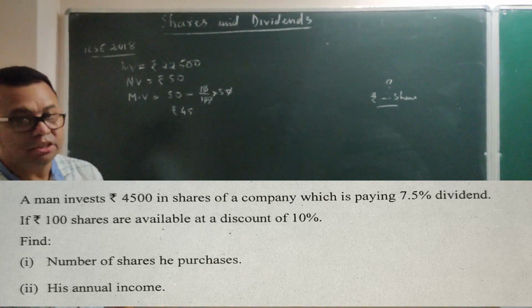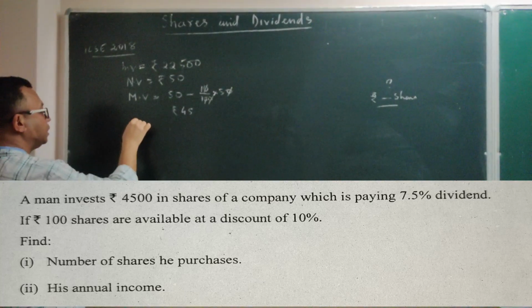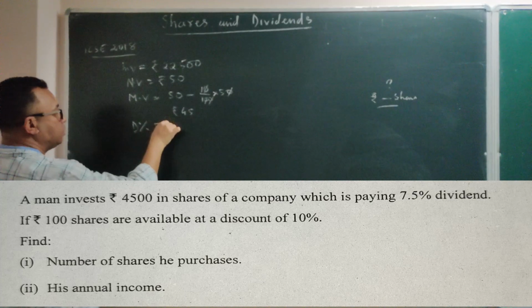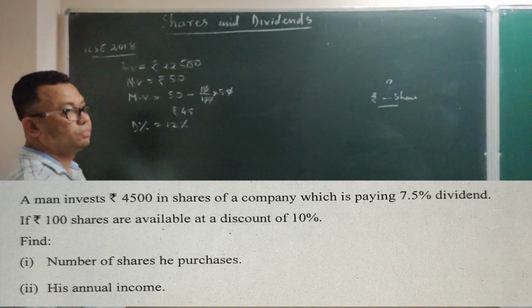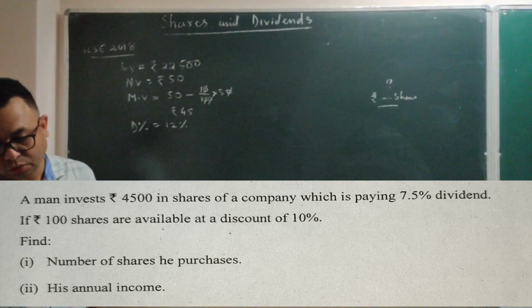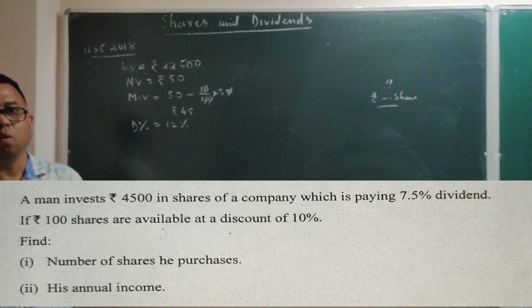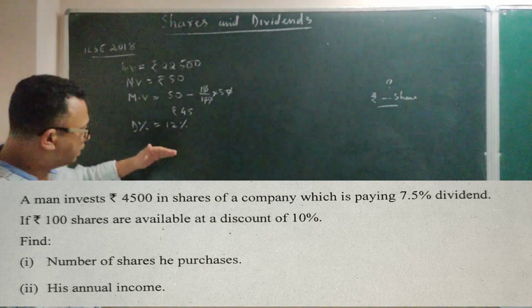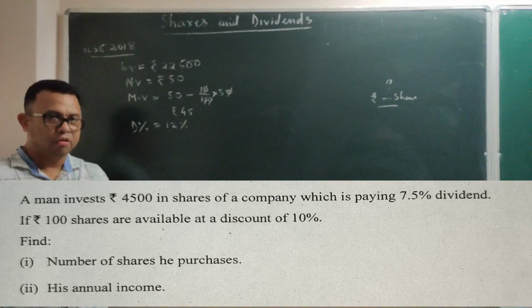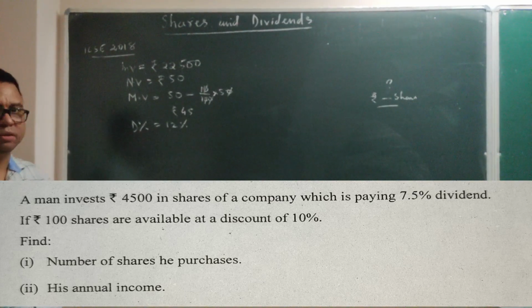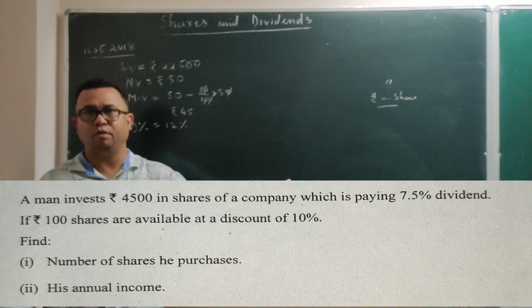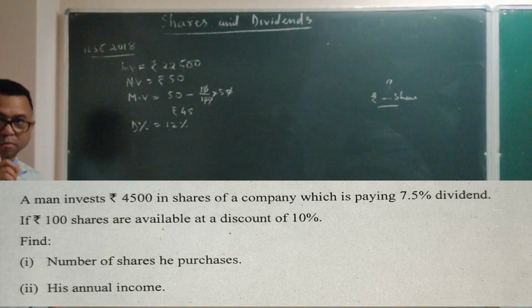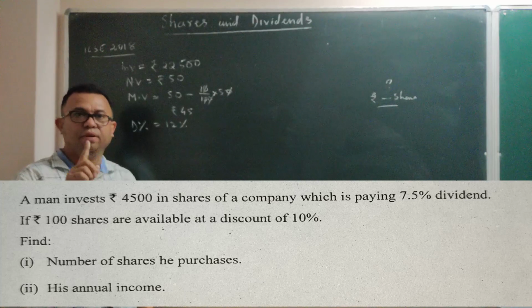Then the company is paying 12%, so dividend percent, not discount percent, is 12%. Now the question is asking you, what is the number of shares? What is the annual dividend? Rather than directly finding that, as I told you, I'll go by the sequence of formulas which I have given you. Even though it may not be asked, I'll find it out because this dividend on one share is required almost everywhere. So formula number 1 is dividend on one share.